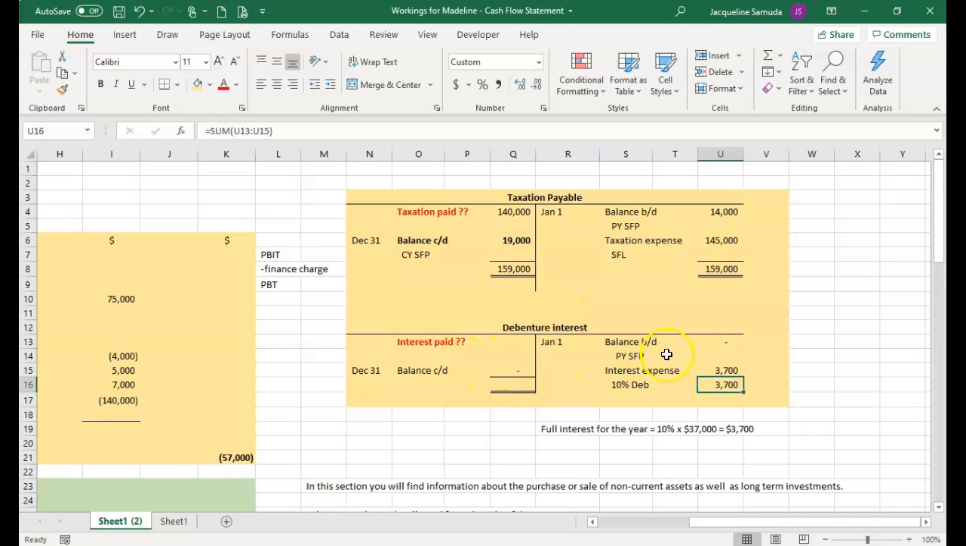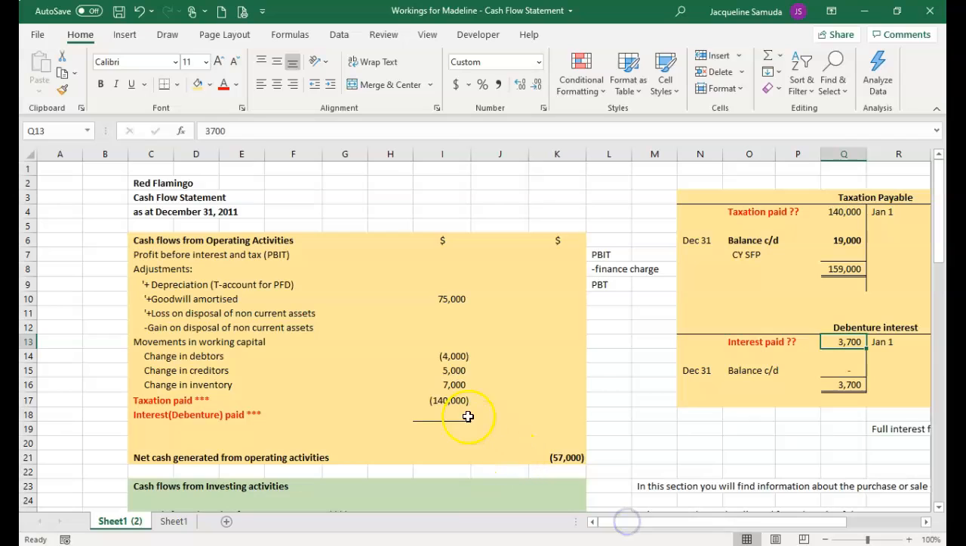So it means that the interest paid was $3,700. So when you look at it now, they started the year not owing any interest. During the year, this is what they should have paid. But if at the end of the year they owe no money on interest, it means that they must have paid the full $3,700. So let's put it in as a cash outflow.